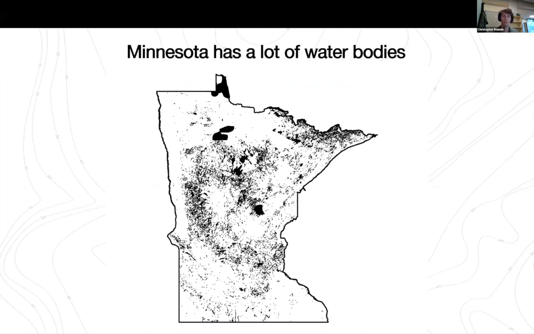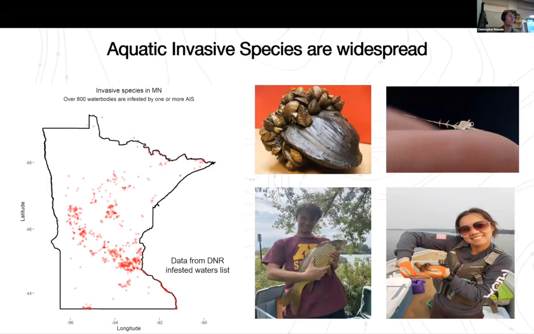So I'm sure all of you know, Minnesota has a lot of water bodies. These water bodies are really diverse. They're all throughout the state, and they're very important for Minnesotans for economic reasons as well as vast cultural reasons. Unfortunately, a lot of these water bodies are threatened by aquatic invasive species. You can see on this map on the left, each of these red dots indicates a water body where one or more aquatic invasive species is present. And there are 800 water bodies listed as infested throughout the state of Minnesota.